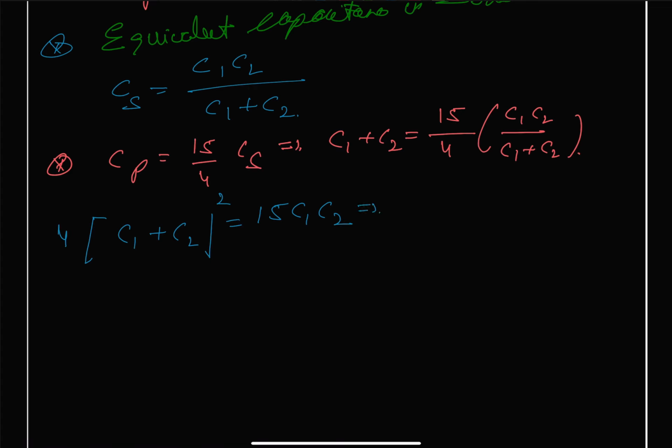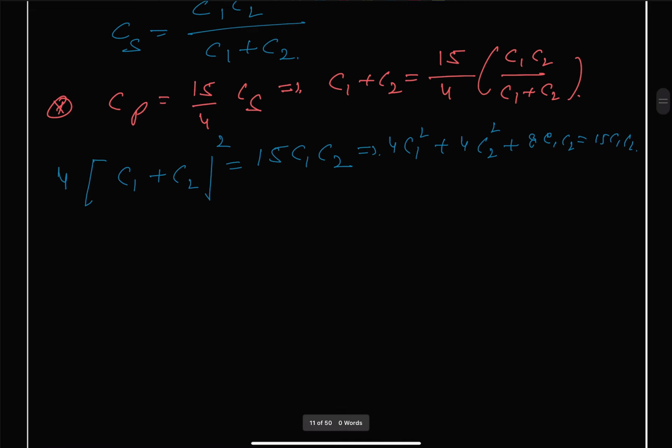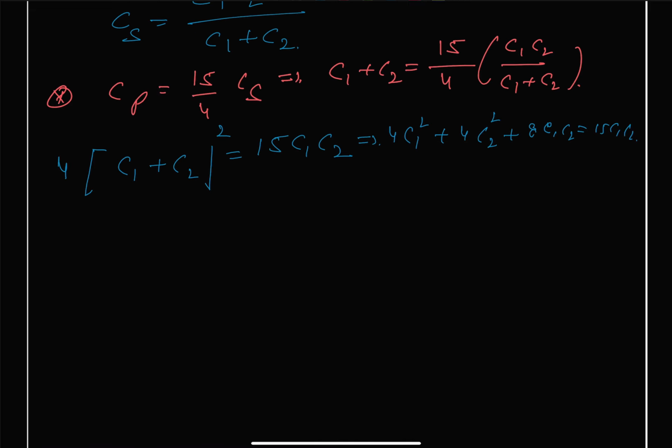We get this as 4C1 square plus 4C2 square plus 8C1C2 is equal to 15 times C1C2. So this is going to give us a quadratic equation, and we can write this as 4C1 square plus 4C2 square, and this will be minus 7 times C1C2 is equal to 0. So we can just convert into one variable and substitute with the other one.